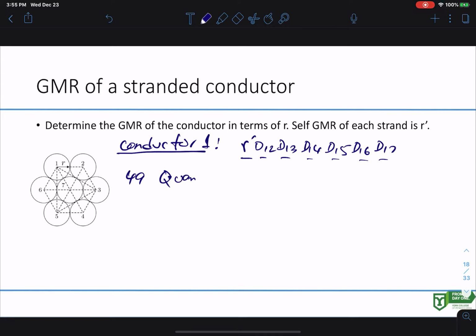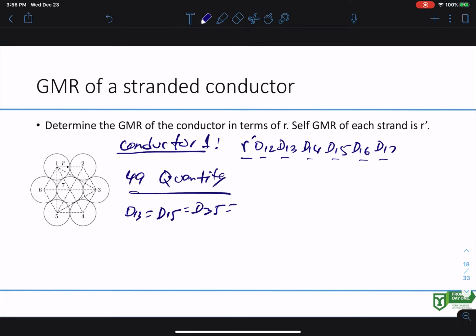59 distance quantity, right? So for the geometric mean, I need the 59th root of this element. Now over here, you can see that D13 is equal to D15 is equal to D35. They're all the same distance: 13, 15, and 135. You can see that all three are the same distance.